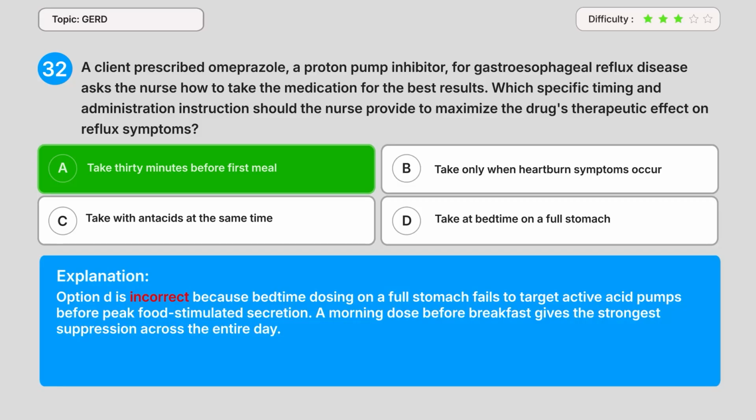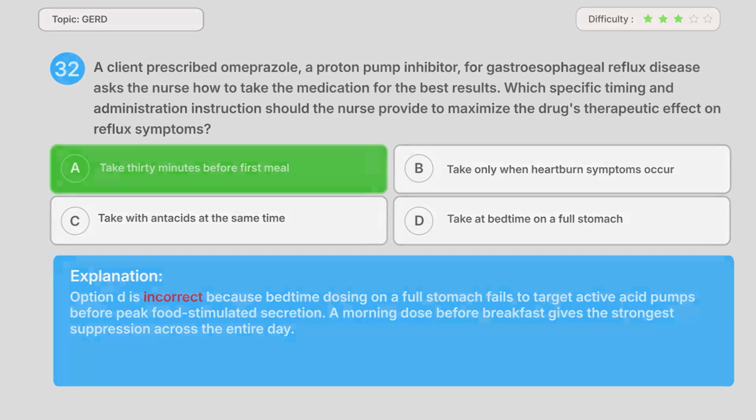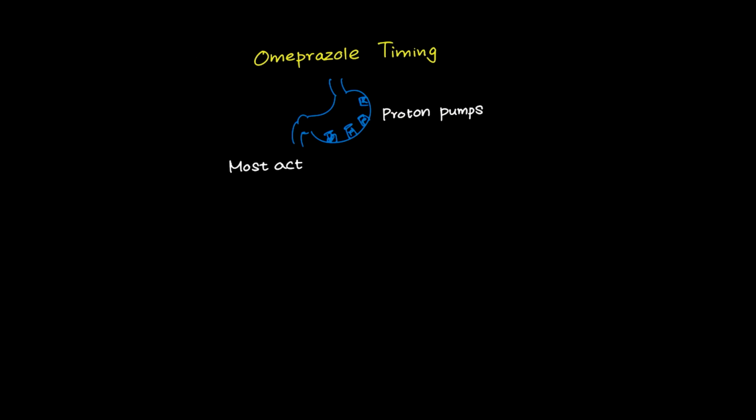Option D is incorrect, because bedtime dosing on a full stomach fails to target active acid pumps before peak food-stimulated secretion. A morning dose before breakfast gives the strongest suppression across the entire day. Omeprazole belongs to a class called proton pump inhibitors, and the name tells you exactly how they work. Proton pumps are the pumps in the stomach lining that push hydrogen ions into the stomach to make acid. These pumps are most active right before and during meals, when the stomach expects food.